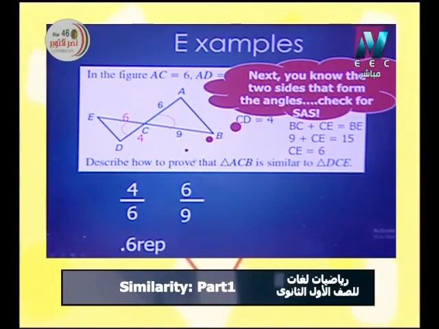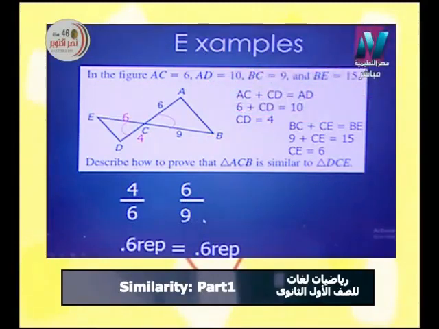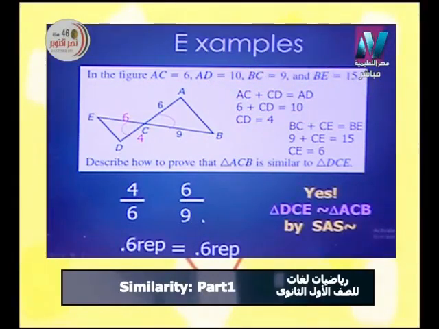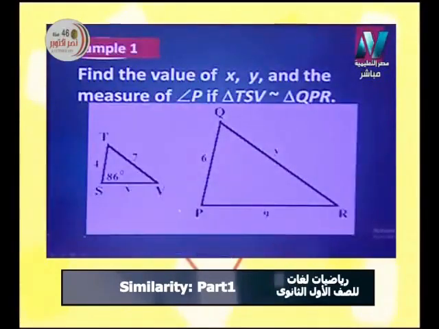Equals what? 4 over 6. Yes, 4 over 6 here. If we simplify it, it's 2 over 3. And 6 over 9 is 2 over 3 also. So they are equal. So yes, triangle DCE is similar to triangle ACB by using the theorem SAS, or side included angle side.